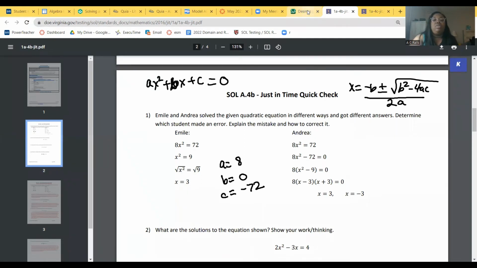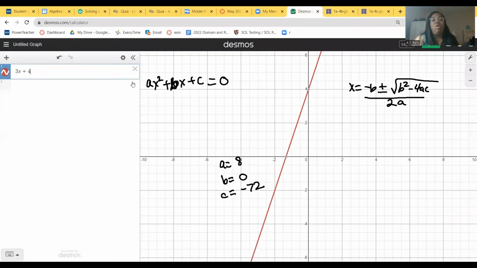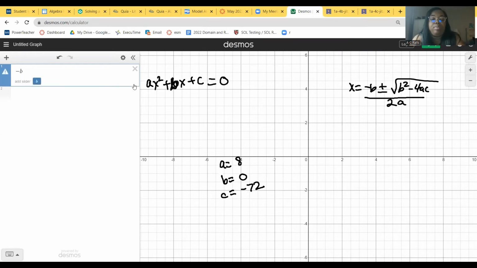Now, I'm going to go to Desmos, and I'm going to type in that whole quadratic formula. With the quadratic formula, you don't want to put the x equal, you just put what is equal. Negative b, or opposite of b, plus or minus the square root of b squared minus 4ac. This whole thing over 2a.